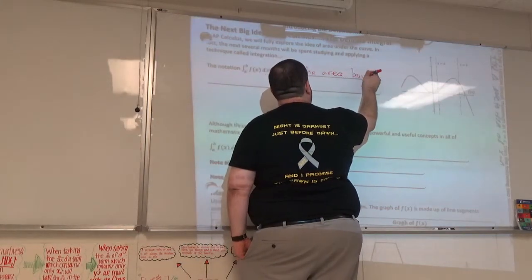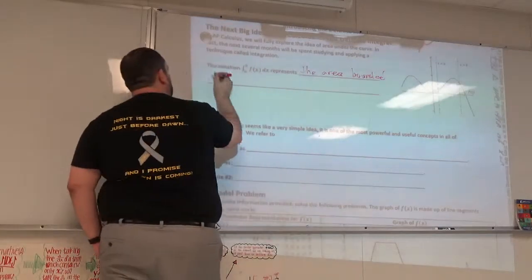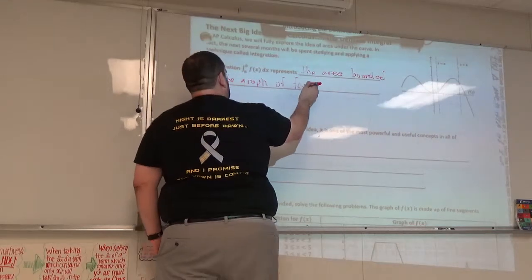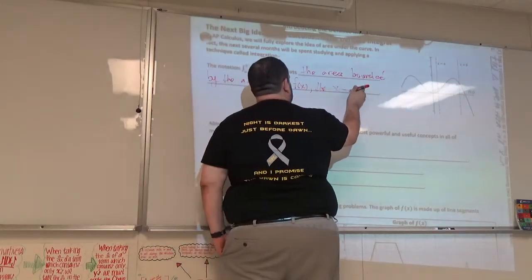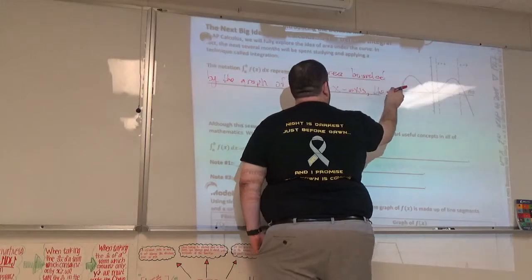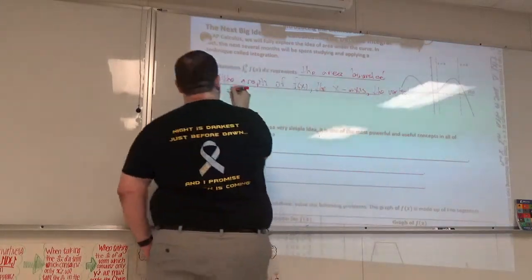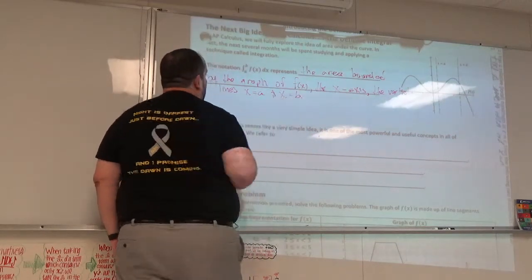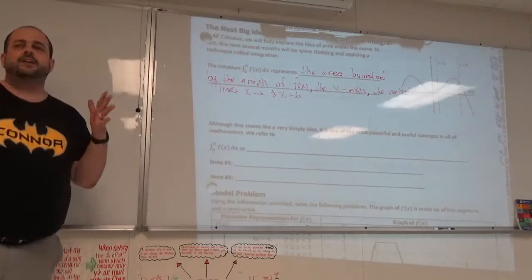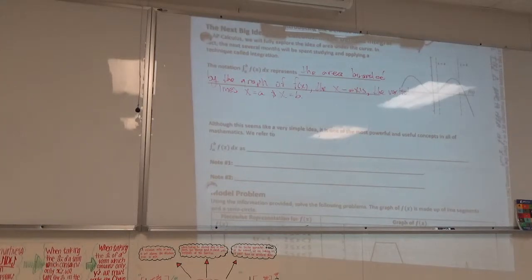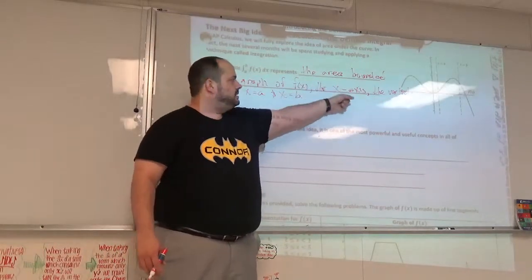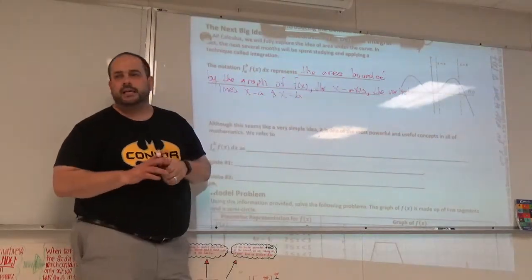This is an area question bounded by four things. Bounded by the graph of f of x, the x-axis, and the vertical lines x equals a and x equals b. That notation just means go find me some area. Go find me the area bounded by four things. Whatever the graph of f of x is, the x-axis, and the vertical lines x equals a and x equals b.